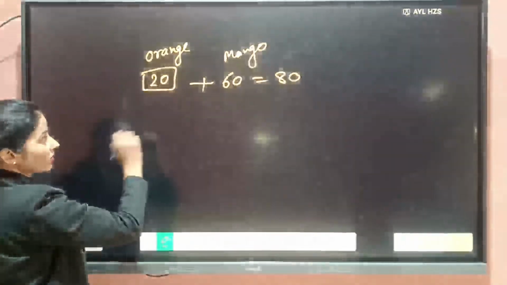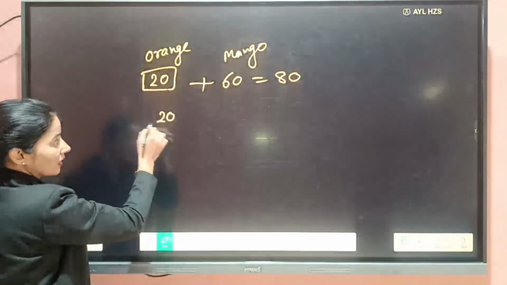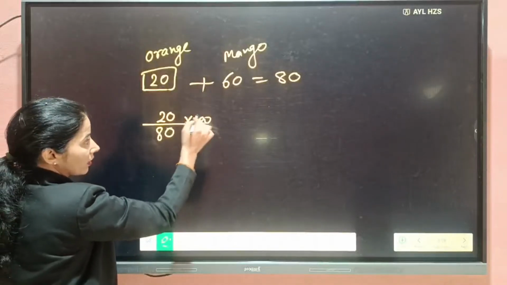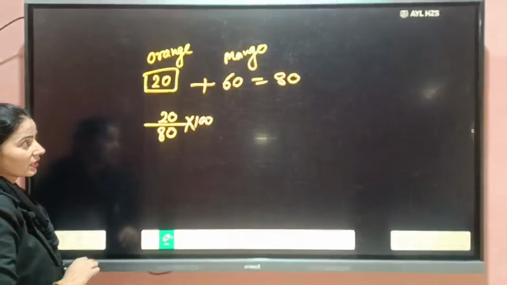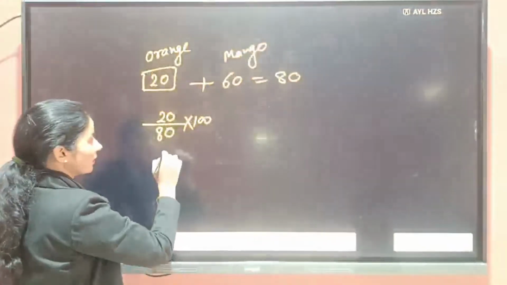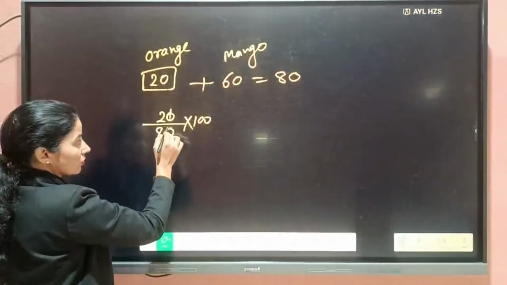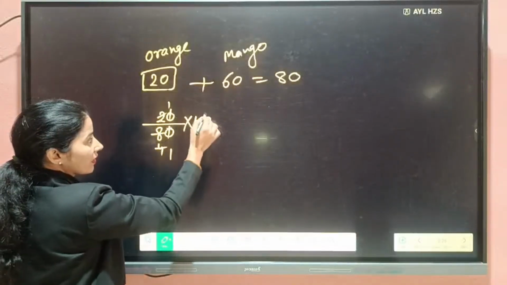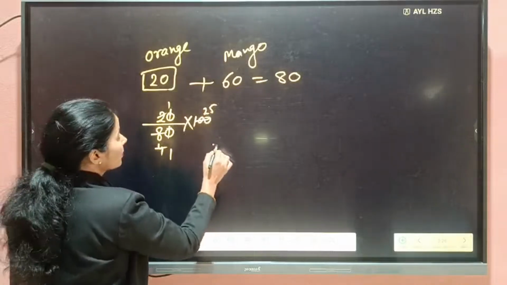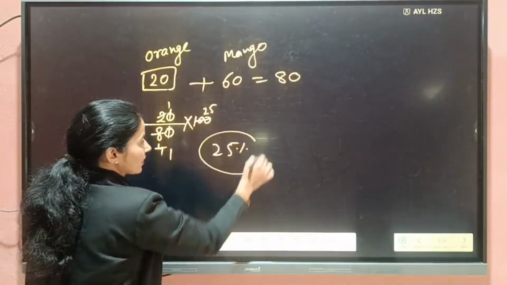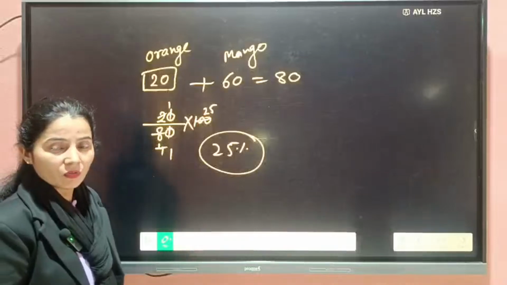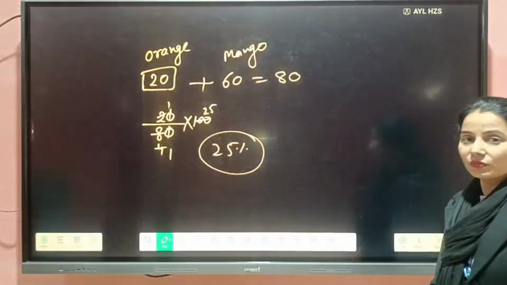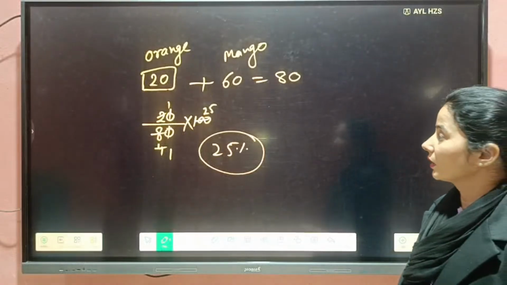So for finding this percentage, write 20 out of 80, and since we want it in percentage, multiply by 100. The 0 and 0 cancel. 2 ones are 2, 2 fours are 8, 4 twenty-fives are 100. So oranges are 25%. Percentage means out of 100, that we have to tell.